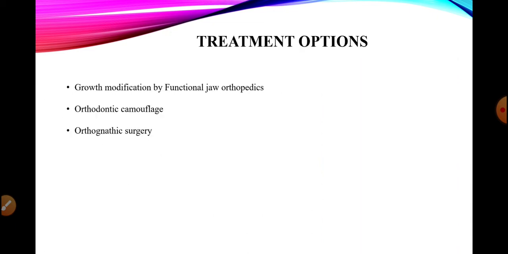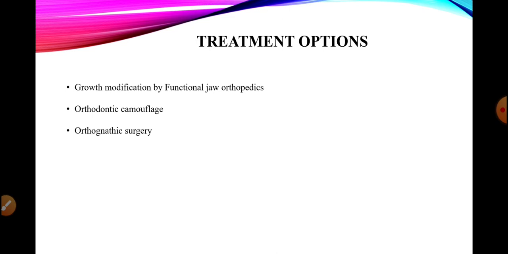Now, talking about the treatment options that are available in cases of class 2 division 1, there are majorly 3 treatment options available for the treatment of class 2 division 1. Number 1 is growth modification, and growth modification is usually done by functional jaw orthopedics. Then we can have another treatment option, which can be orthodontic camouflage, or orthognathic surgery. So these are the 3 basic treatment options that are present in cases of class 2 division 1.